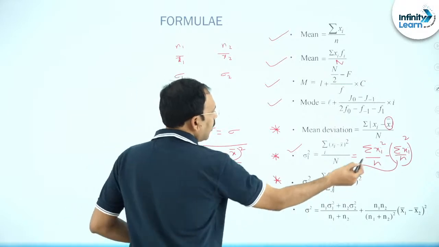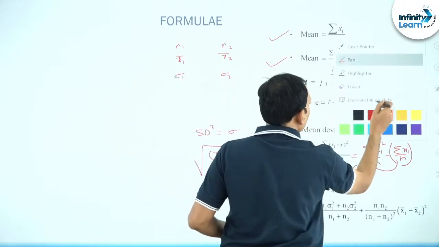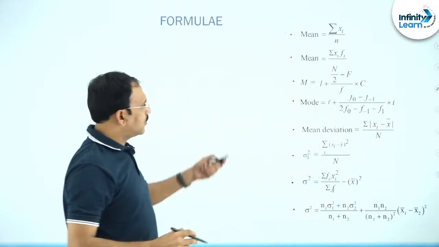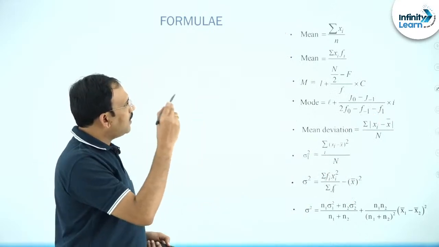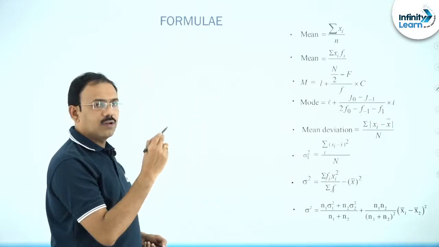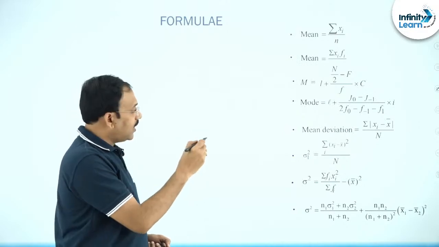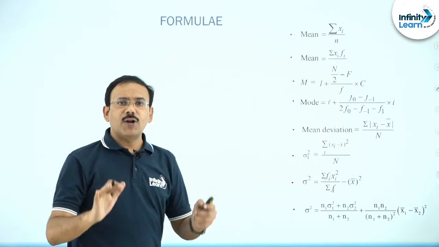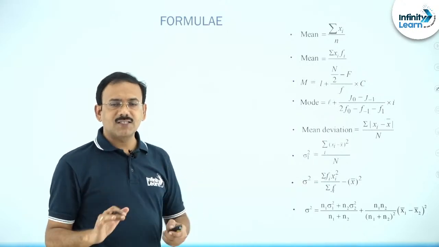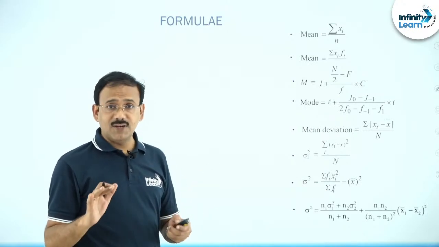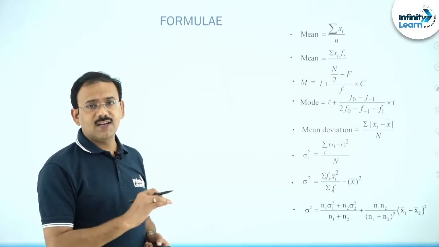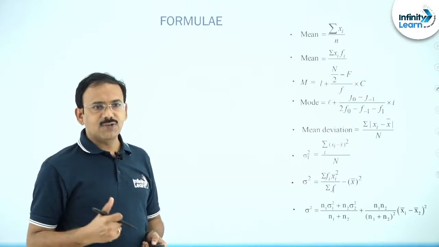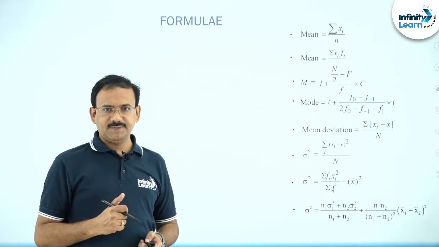If you are not having the list of formulae, in the last minute you can revise these formulae: mean, median, mode, mean deviation, variance 1, variance 2 and combined variance. These formulae are enough for the last minute revision. Now you can enter into the problems. Ready students, shall we move to the problems?